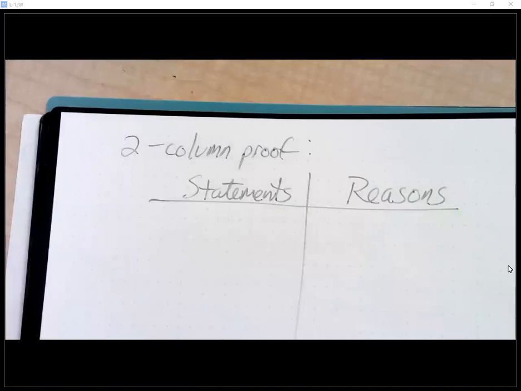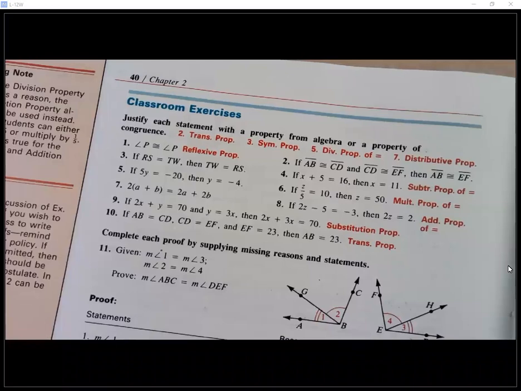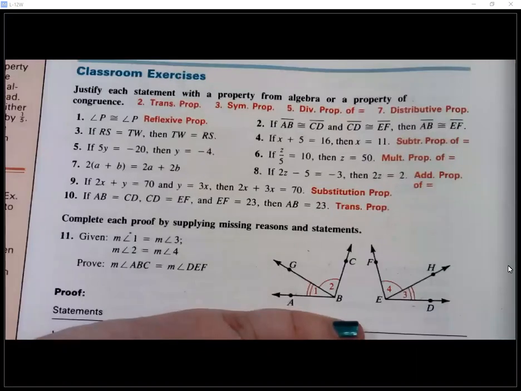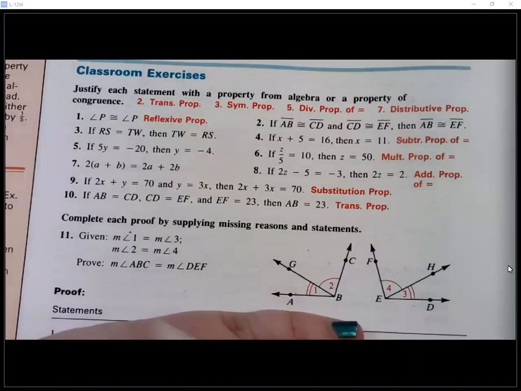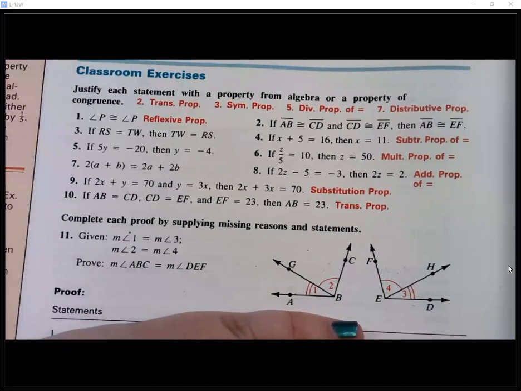So if we take a look at number 11, let's just go through this piece by piece. Page 40, and if you look at number 11, let's see what's going on here. You'll always be given some information. See how it says given angle 1 is equal to angle 3 and angle 2 is equal to angle 4. That's information that you can accept as true. So if this given information is true, they want me to prove that angle ABC is equal to angle DEF.